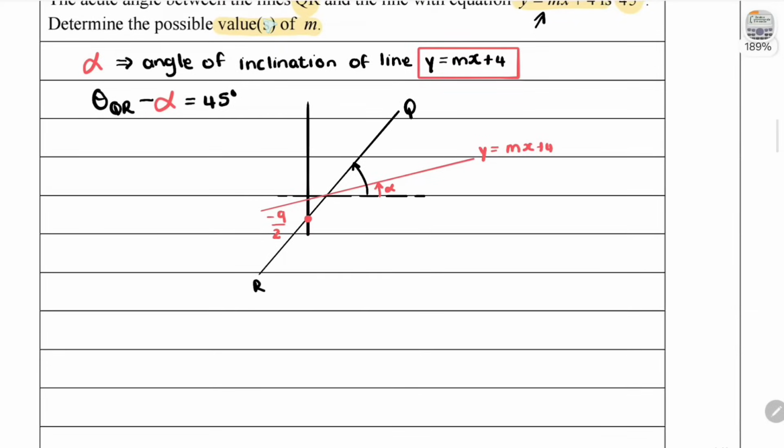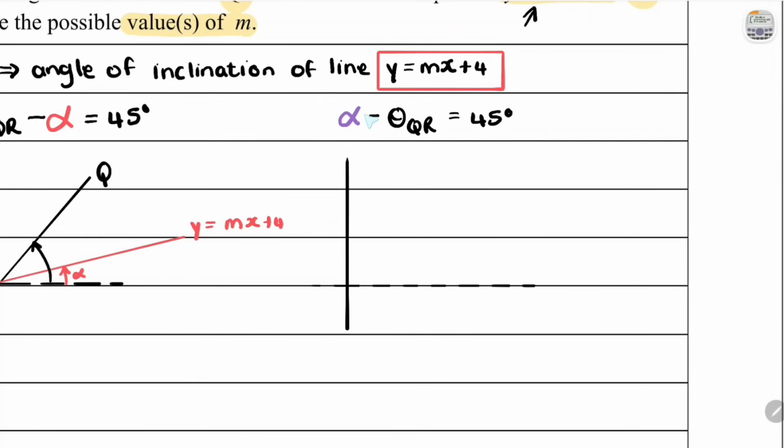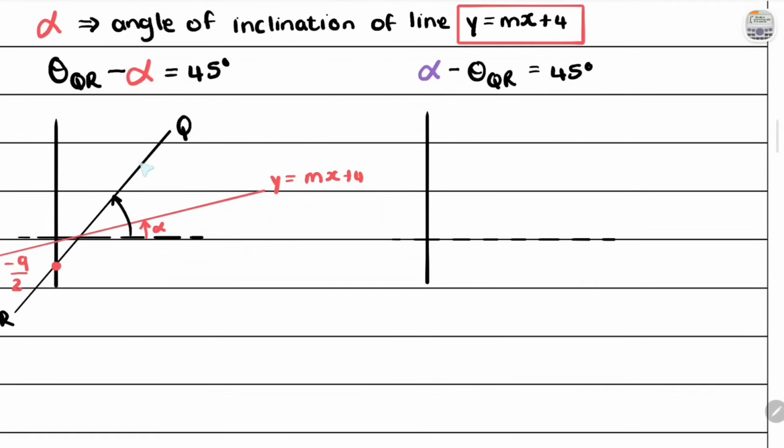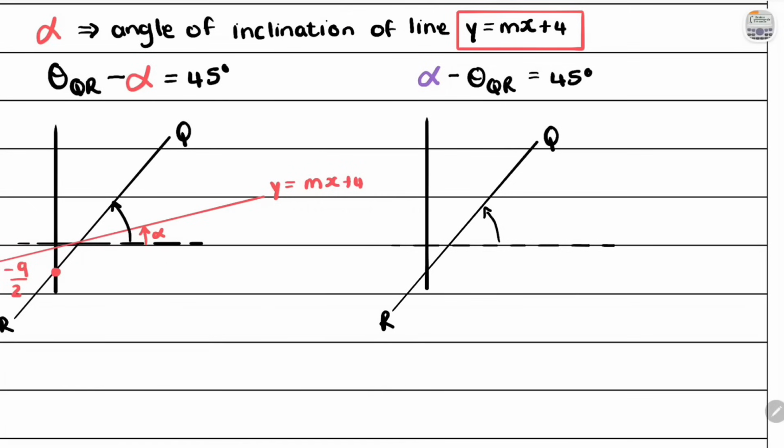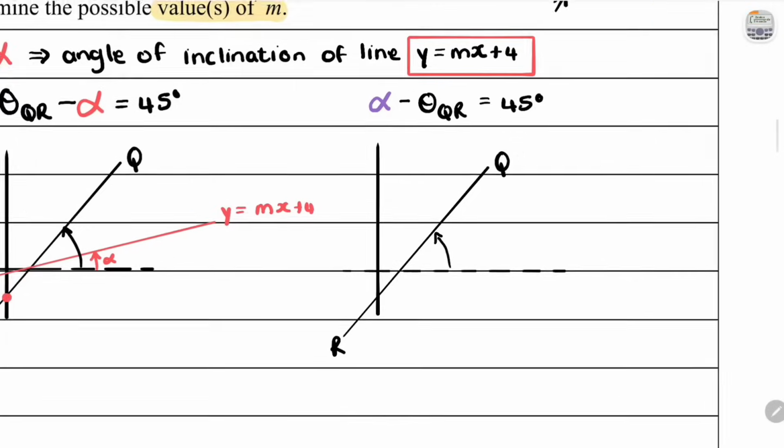Now, the second situation we can consider would look like this. Let me just move this over. Here is the second case scenario. The second case could be that to find that 45 degrees, we said alpha minus the angle of inclination of QR, and that gave us 45 degrees. Because it gave a positive number, this implies that this line is actually above this line QR. So it would look like this. We could still have QR the same way it is, and then this line y = mx + 4 would lie above it.